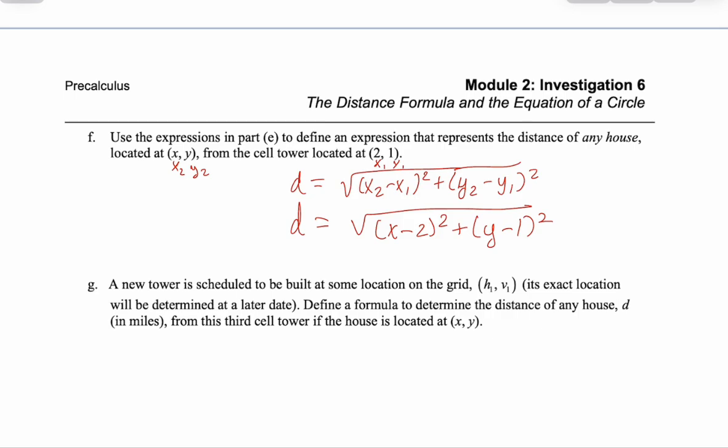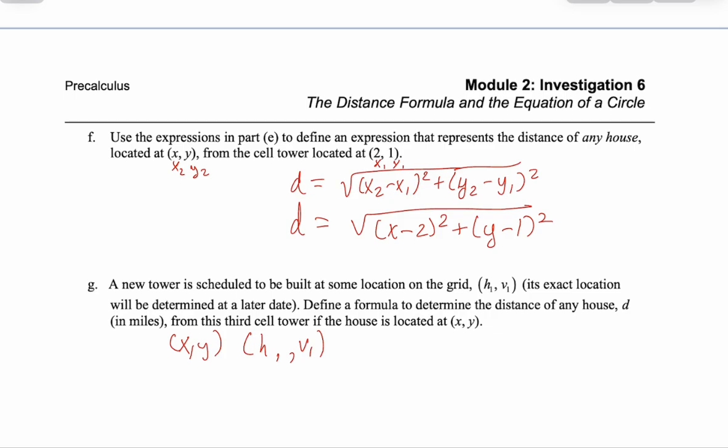So then it says a new tower is scheduled to be built at some location, H1, V1, and they haven't really given us an exact location. It says define a formula to locate the distance from any house in miles from this third cell phone tower if the house is located at XY. So again, we have 2 points, XY and H1, V1.